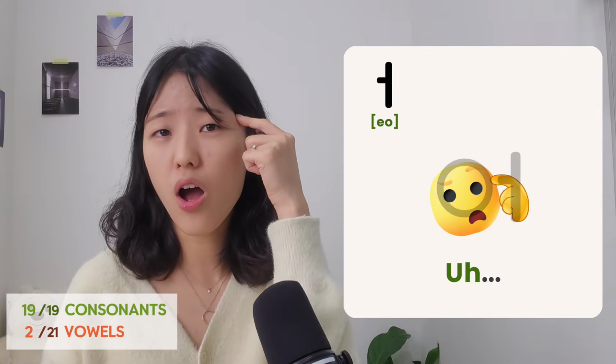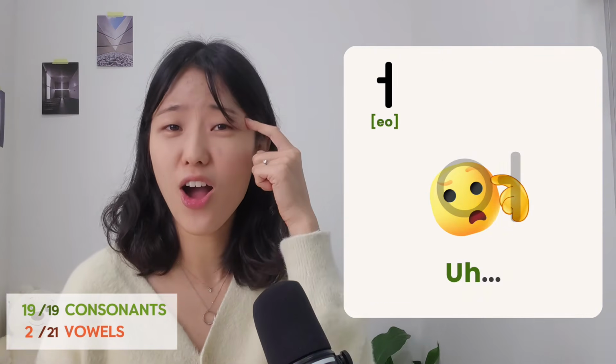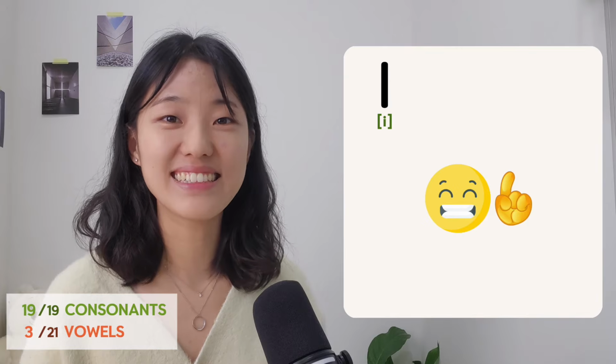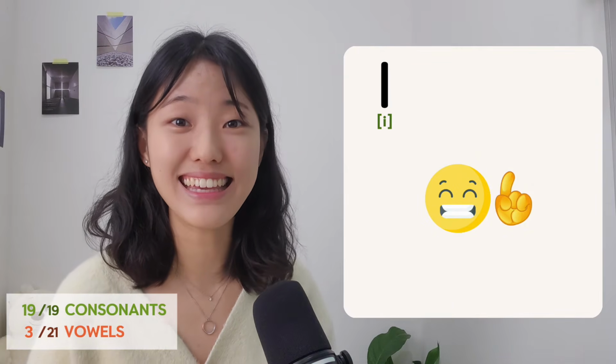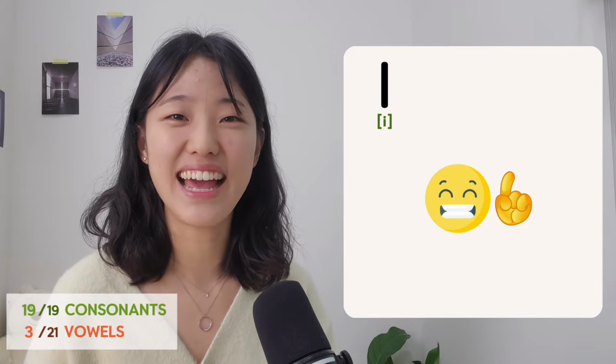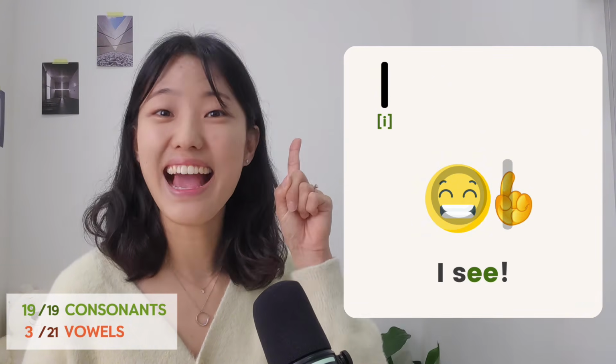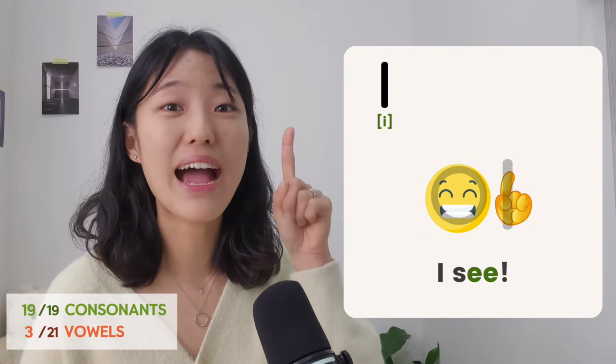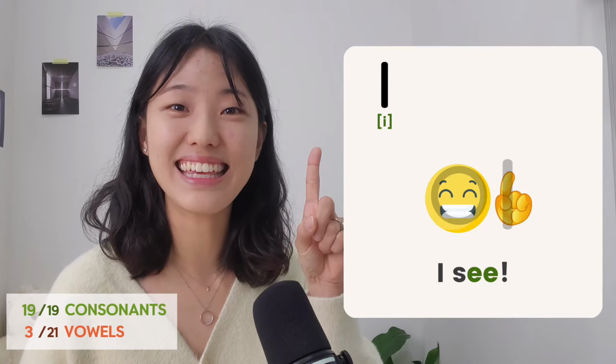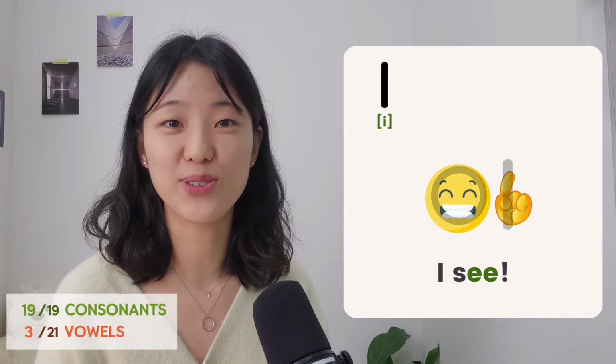And the next, e. A vertical stroke, like I see. I see. E from I see. E. And let's do the horizontal one.